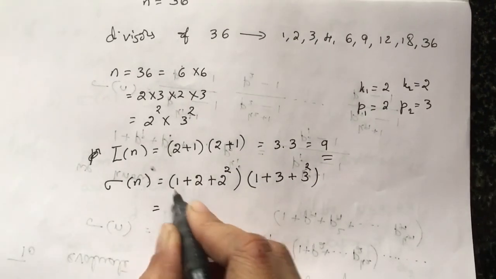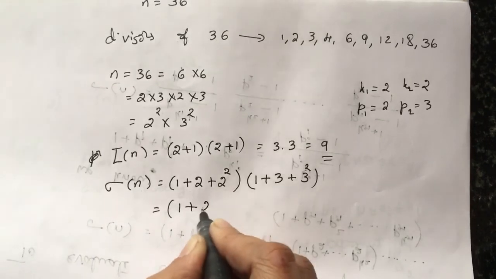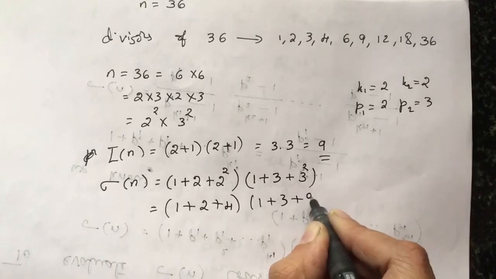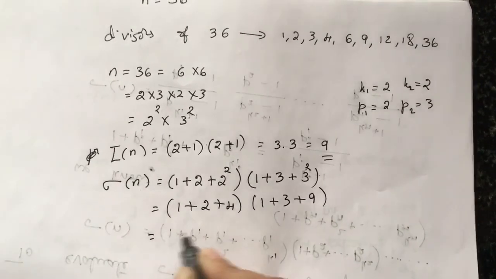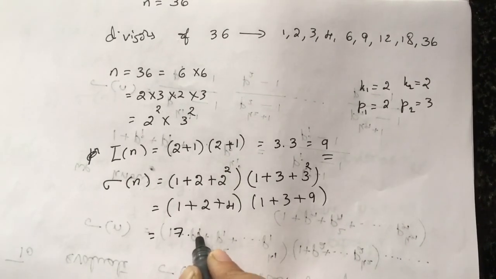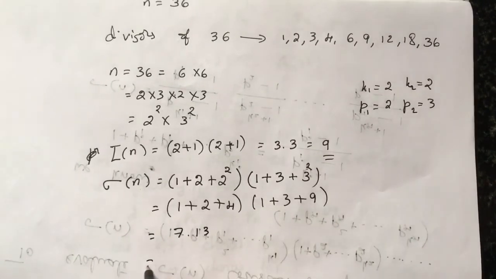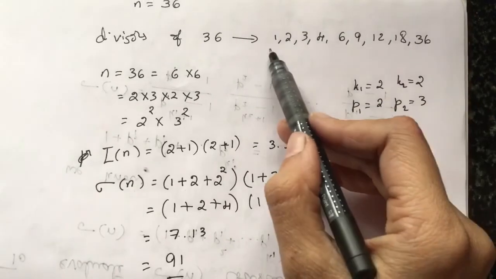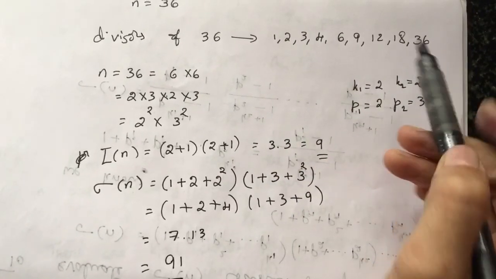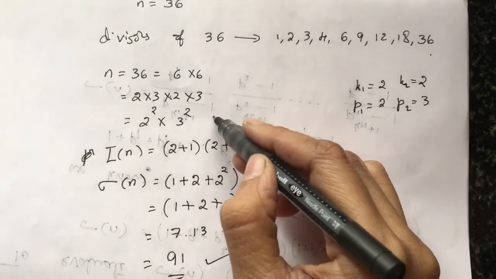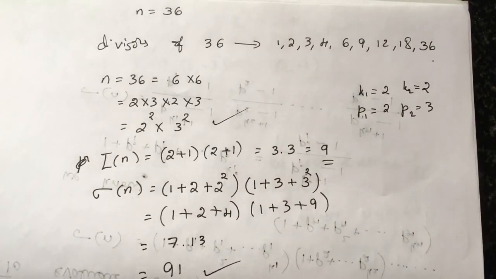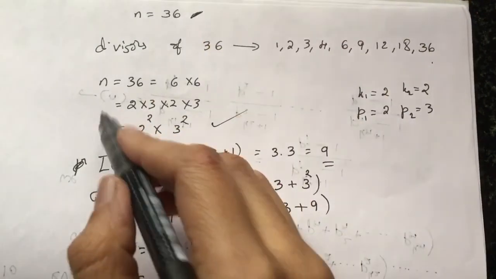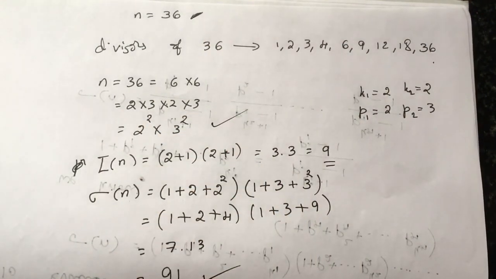Now this is 1 plus 2 plus 4 and 1 plus 3 plus 9, that is 7 into 13, so it's equal to 91. You can cross check by adding the divisors, right? This is how you have to apply the formula for the value of n when asked to calculate tau of n and sigma of n.